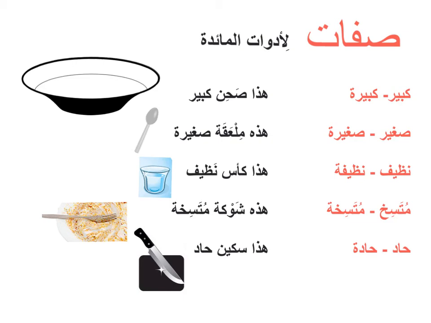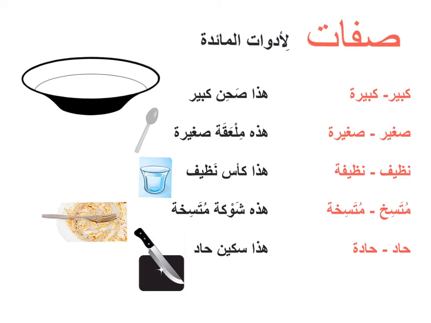Our next adjective is صغير. And the feminine of صغير is صغيرة. What does صغير mean? Small. اقرأ المثال. هذه ملعقة صغيرة. ملعقة is feminine, so صغيرة I put in the feminine form by adding تا مربوطة.